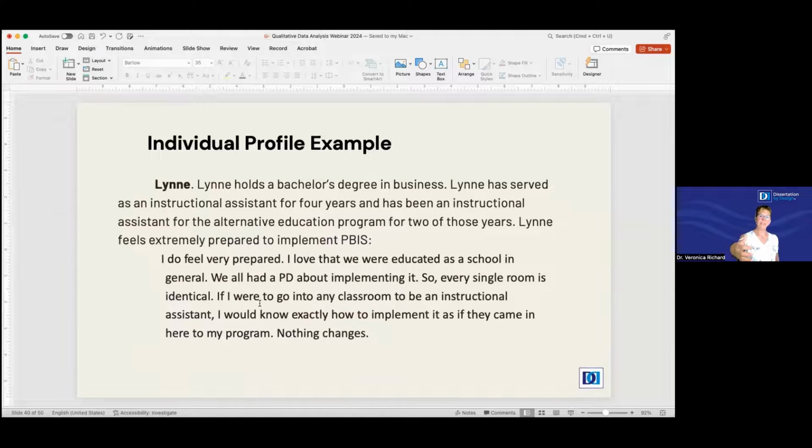So here's an individual profile. It starts with their degree, and then it goes to their role, and then it goes to the topic. And in this case, it's implementing PBIS, which is an educational intervention, if you will, to support students with their social emotional learning. And so we see now a quote, and this is what I really like, because it gives the reader a sense for who this participant is.